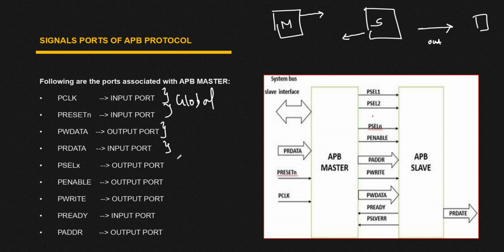Now after that we have the PSELECT signal. PSELECT should be sent by the master, because the master has to select the slave with which it wants to establish communication. Now after that we have the PENABLE signal. PENABLE is also asserted by the master, so for the master it is an output port, and for the slave it is an input port, and similarly all your ports are there.